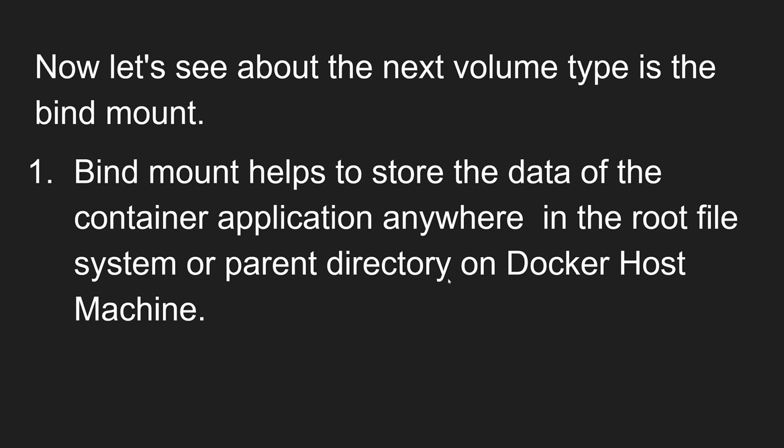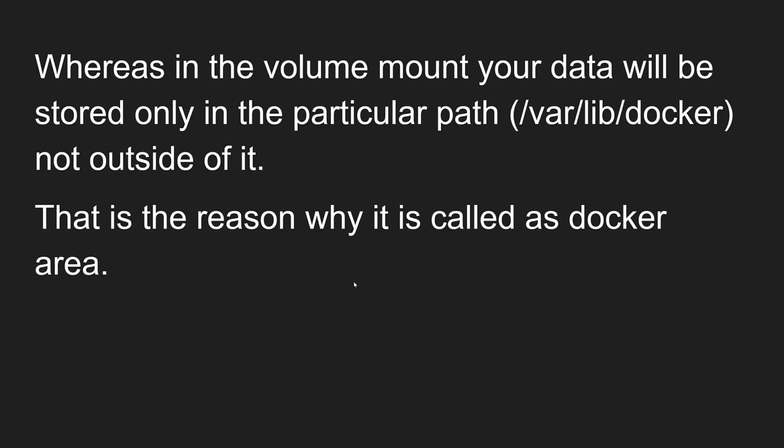Whereas if you are storing data using the bind mount, you can store it in any file system, like in /var, /usr, in the parent directory, in the root directory, without any problem. Whereas in the volume mount, your data will be stored only in a particular path, that is /var/lib/docker, not outside of it. You cannot store it outside of it. That is the reason why it is called a Docker area.